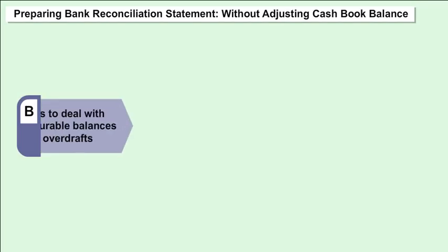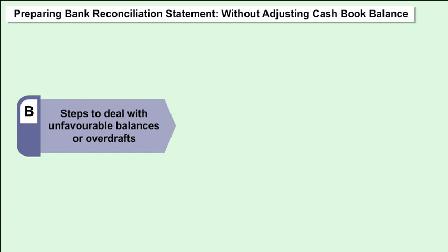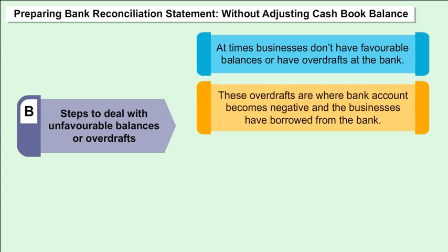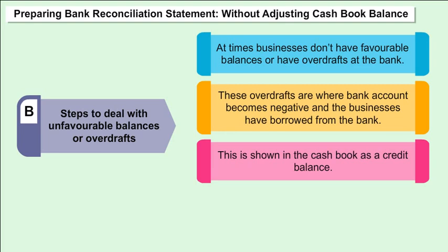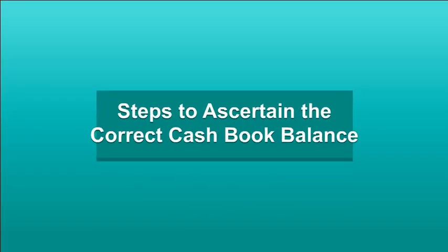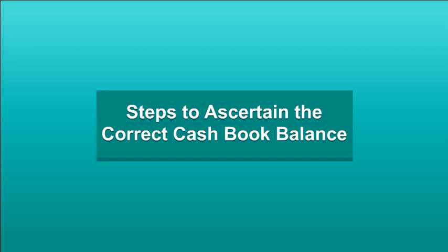B. Steps to deal with unfavorable balances or overdrafts. At times, businesses don't have favorable balances or have overdrafts at the bank. These overdrafts are where the bank account becomes negative and the businesses have borrowed from the bank. This is shown in the cash book as a credit balance. The overdraft is called a debit balance as per passbook and is treated as a negative figure on a bank reconciliation statement. Step 2. Ascertain the correct cash book balance.